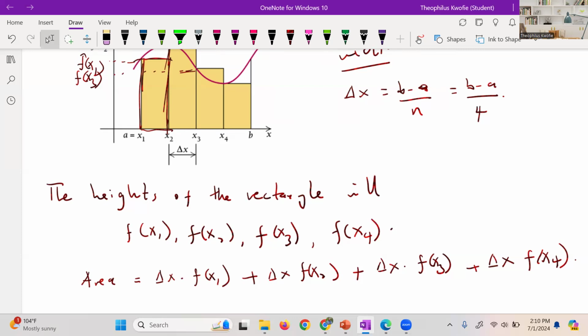the left endpoint of each subinterval, then we use that as our height, a value that we are going to plug into the main function to get the height. And some other ways by which we can also use the right endpoints. Then we substitute those values into the main function to be used as height in our computation.